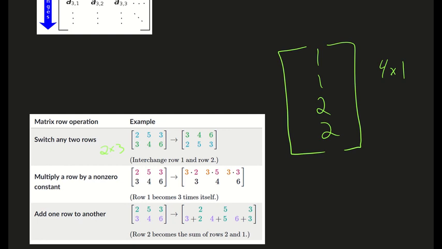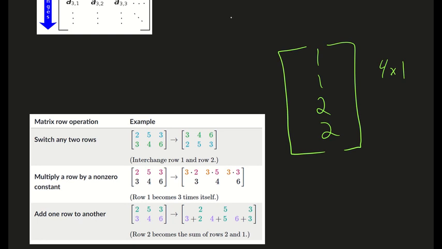We can do specific row operations on a matrix, and that is something that's legal to do. So we can switch any 2 rows. This is where we interchange row 1 and row 2. All right, and that is something that is valid to do on any matrix.